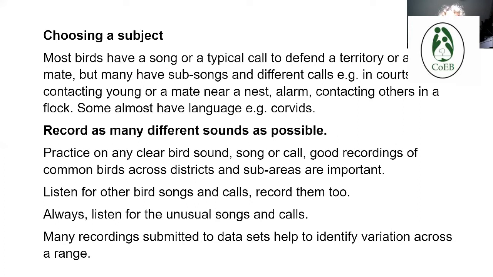Some birds, for example the corvids, the crow family, almost have a language, and we've yet to discover what they're really saying. So when choosing a subject, the objective is to record as many examples as possible. You can record the same species over and over again to discover what sounds they make, really listen back carefully to the sub-sounds, and record as many different species as possible.